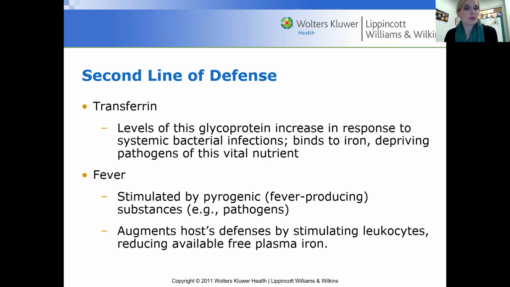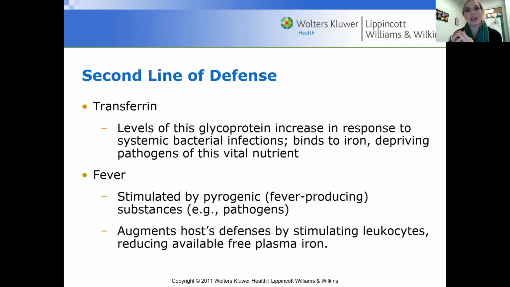We have transferrins. This is a glycoprotein in our body that, in response to some type of systemic bacterial infection, will increase. What it does is it binds to iron, the iron within our body. Bacteria can sometimes be very dependent on iron as a nutrient that helps it to spread. But by binding to iron, these transferrins are going to deprive the pathogen of that vital nutrient, therefore killing off the pathogen. So its job isn't even to approach the pathogen itself, that bacteria. Instead, it is going to work to hold on to a nutrient.